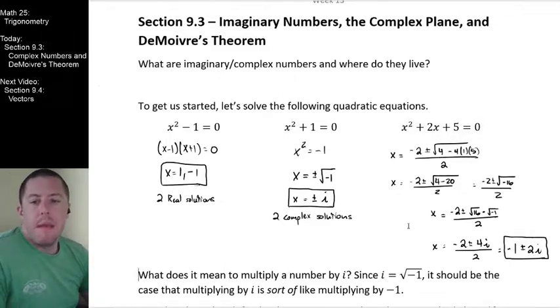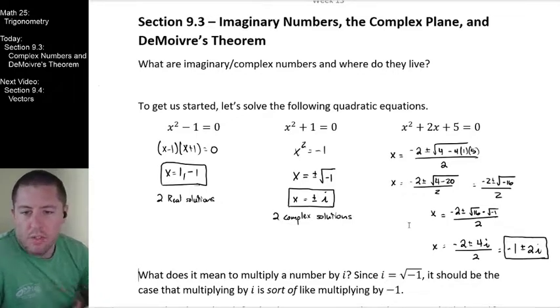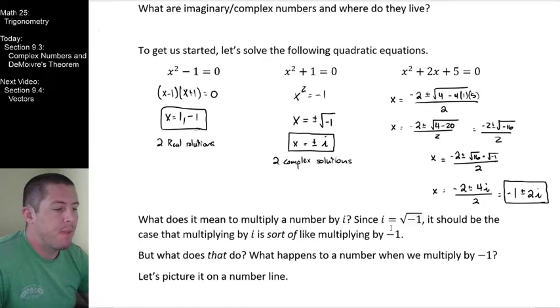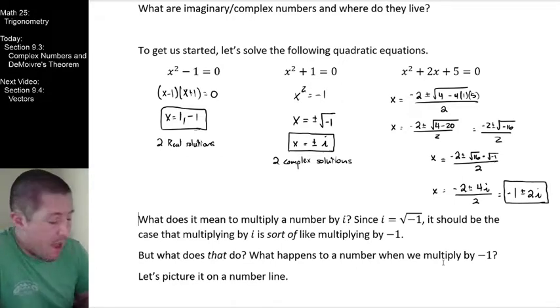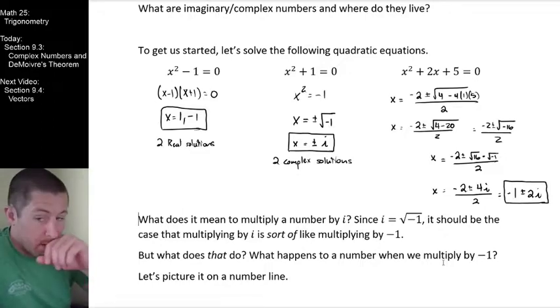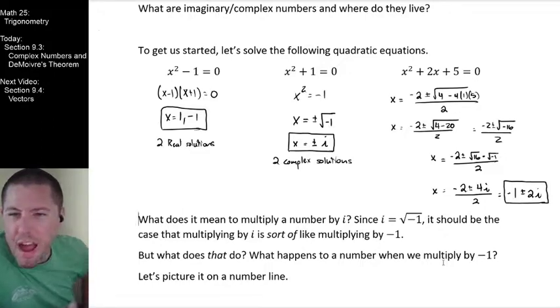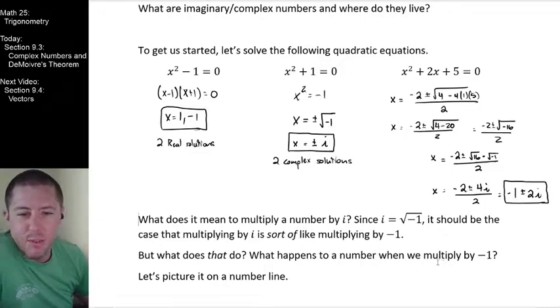So we can name anything that we want, like who really cares, right? We called this quantity i. Great. Does it mean anything to us? What does it mean to multiply a number by i? Now we're defining i to be the square root of negative 1, so multiplying by i should be sort of like multiplying by negative 1. But honestly, if I asked you what multiplying a number by negative 1 does graphically, I think it would be difficult for most of you to answer.